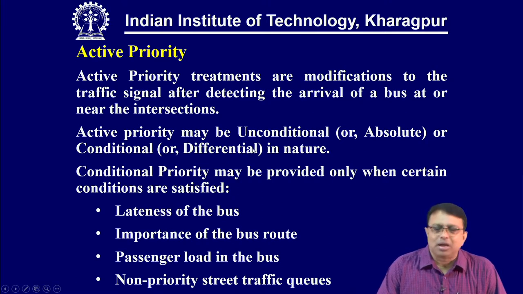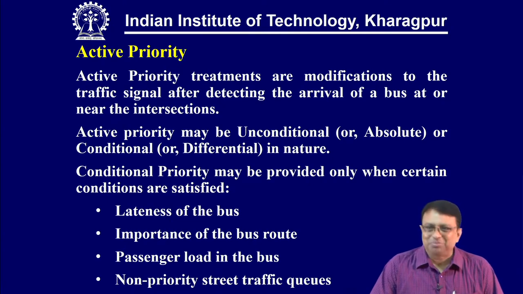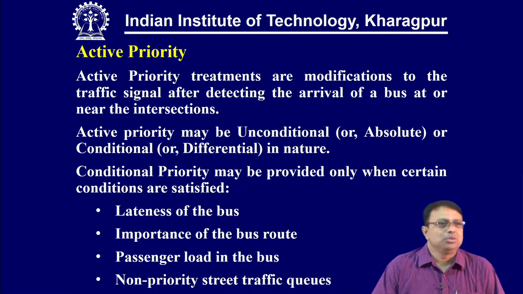Active priority could be unconditional or conditional. Unconditional means absolute. You detect a bus, you give priority. That is the unconditional kind of thing. Conditional means, okay, you sense a bus, yes, there is a bus, but then you see whether the bus is running late. If it is running late, you give priority. If it is as per the schedule or even reaching before time, you probably decide not to give priority. How important is that bus route? Maybe it is a daily commuter route taking people to offices, right, in the CBD area or office area.